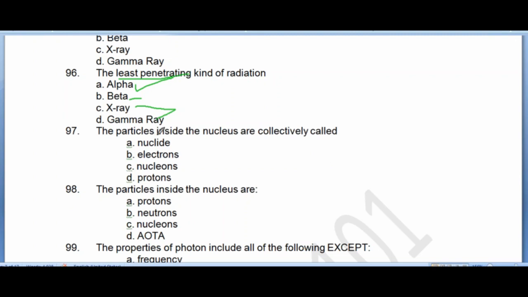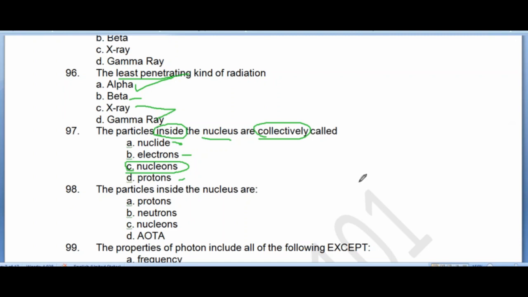97. The particles inside the nucleus collectively termed as nucleons. Hindi po ba? Okay. Nuclide, any atomic species. Electrons, negatively charged. Protons, positively charged.